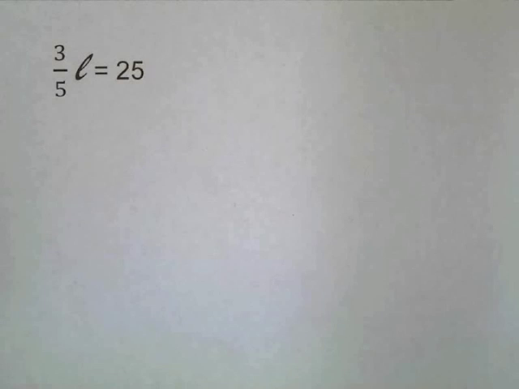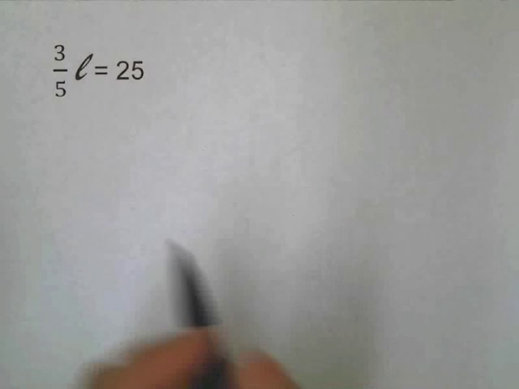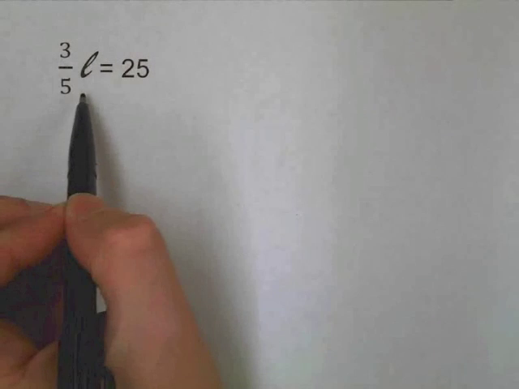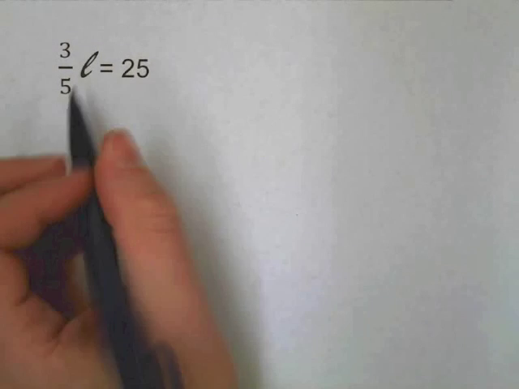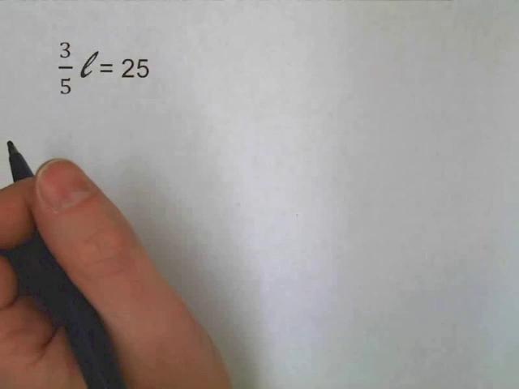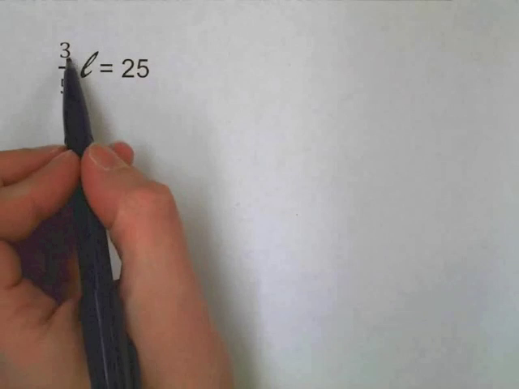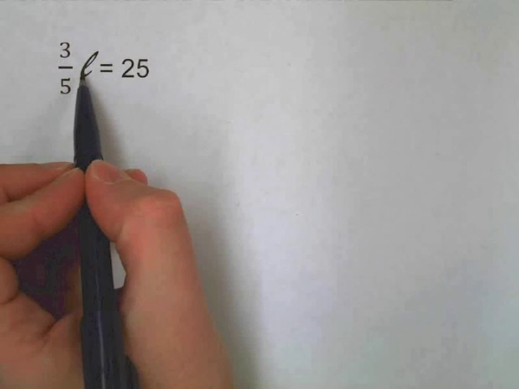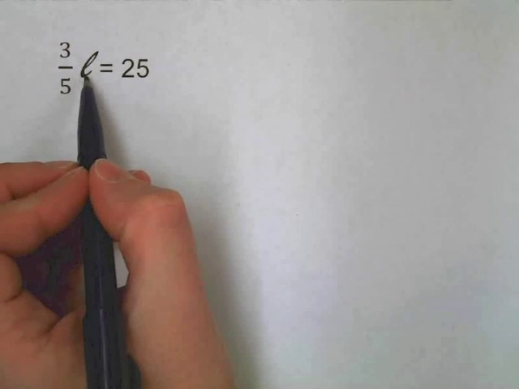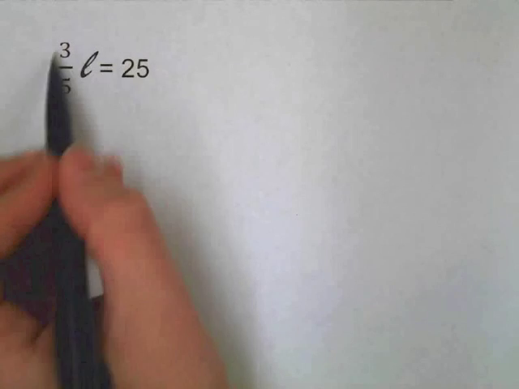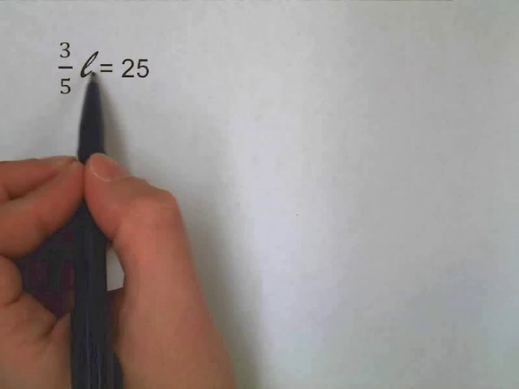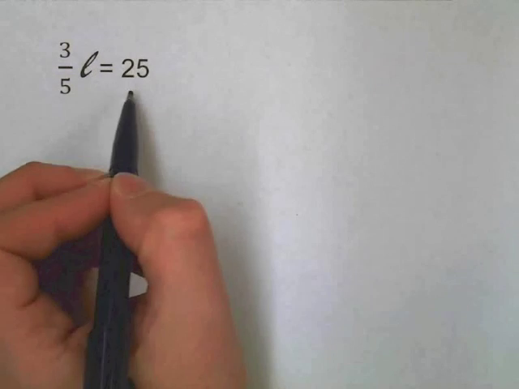Lesson 5-10, Example 1. Our objective is learning to solve equations by multiplying and dividing fractions. So here we have an algebraic equation, 3/5 times L is equal to 25, and I want to find out what the value of L is. Well, 3/5 times L, if I want to get L by itself, I need to do the inverse of the operation that's going on here. And to keep it in balance, I'm going to do the inverse on both sides.